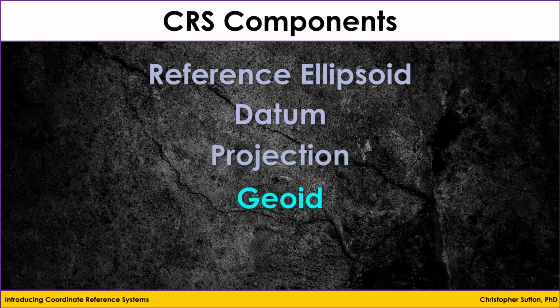Finally, there's the geoid, which is a model of Earth's surface as defined by its gravitational field. A geoid is not part of most coordinate reference systems, but it influences the development of datums.